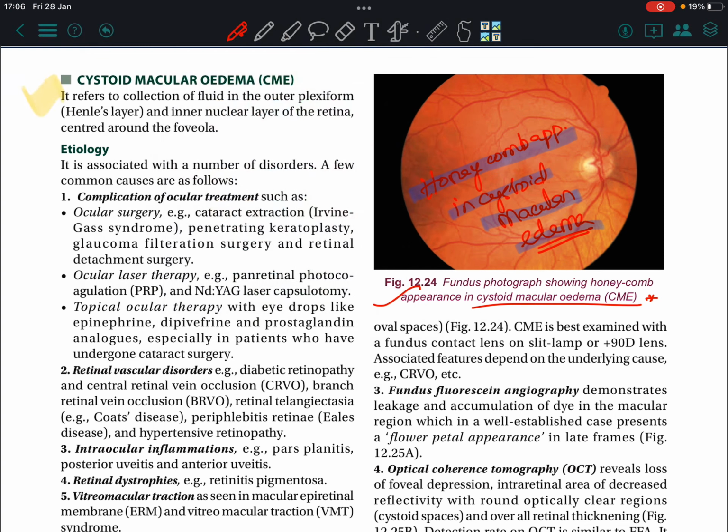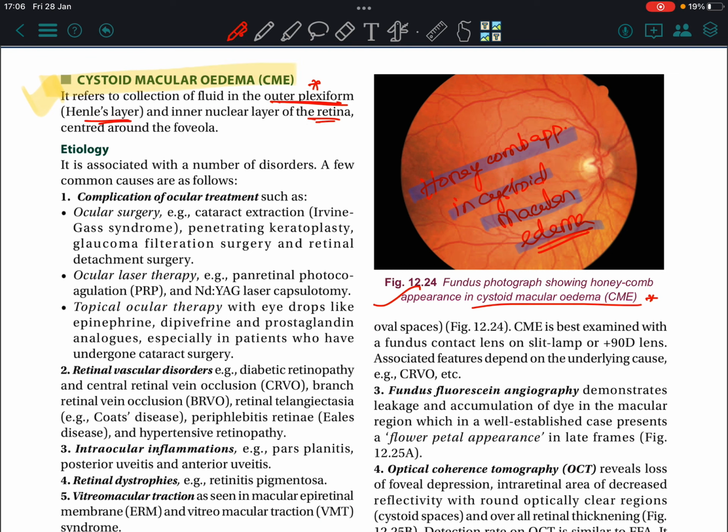Cystoid macular edema refers to a collection of fluid in the outer plexiform (Henle's) layer and inner nuclear layer of the retina, centered around the fovea. Etiology: it is caused by a number of disorders. Following are the common causes.